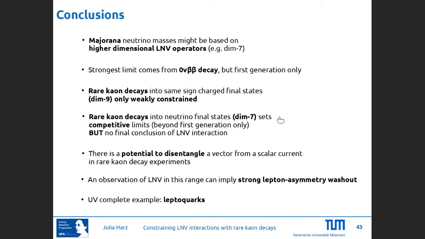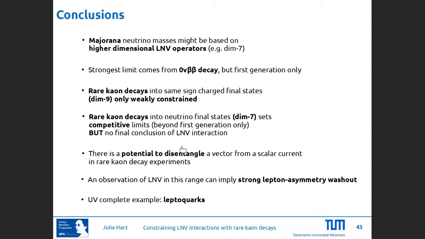So this brings me to my conclusions. First of all, I discussed Majorana neutrino masses, and that they can appear not only from the Weinberg operator, but also from higher dimensional operators. That the strongest limit so far comes from neutrinoless double beta decay, but is limited to first generations only. That the rare kaon decay is in principle also a probe of lepton number violation directly if we look into the charged final states, but this is only weakly constrained as the underlying operator is the 9-dimensional one.